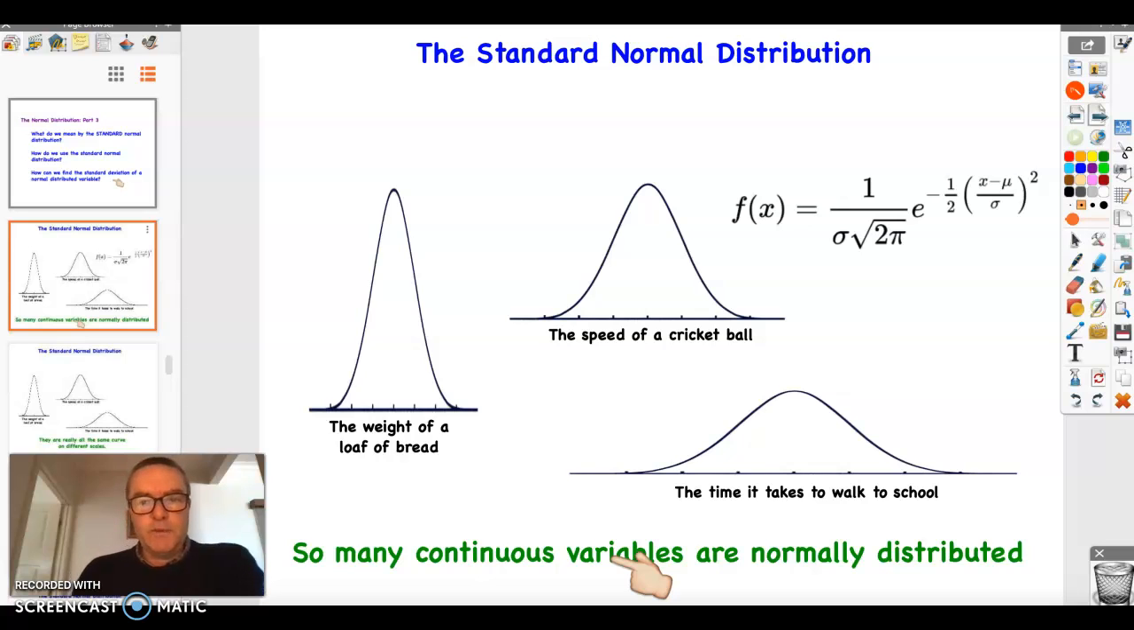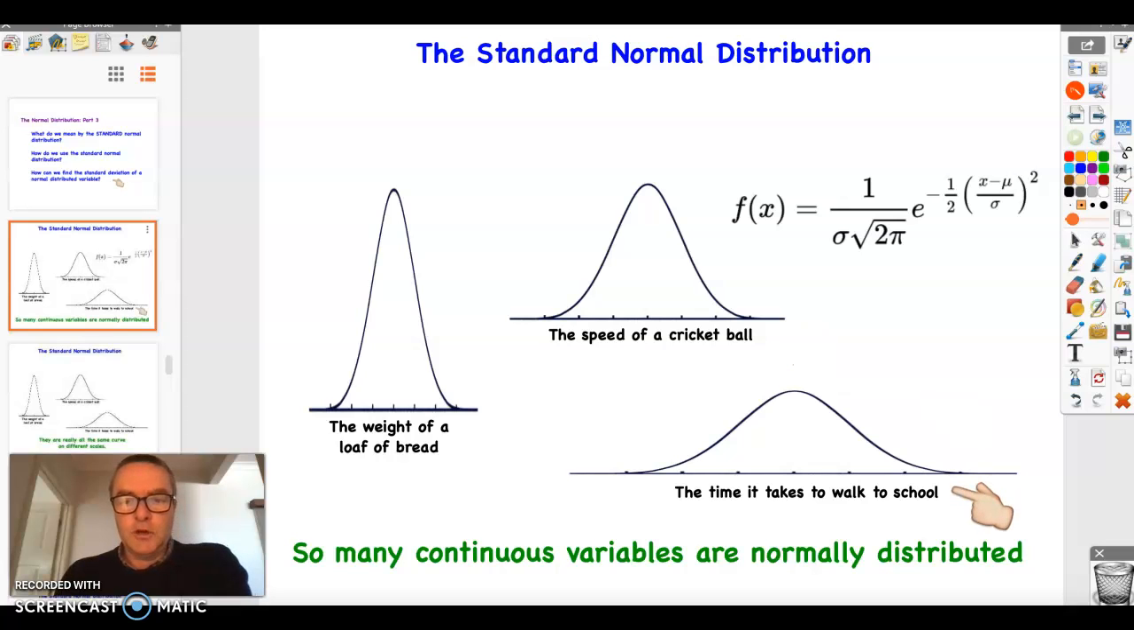So throughout this topic we've been talking about the normal distribution or things that we could model with the normal distribution. I've got 3 examples there. Let's say we're talking about the weight of a loaf of bread. It would have a certain mean, a standard deviation. We've talked about the speed of a cricket ball. It could be something like the time it takes to walk to school. Again, there would be some average value or mean, and then the time could take longer or shorter, and there would be a standard deviation associated with that. So many continuous variables can be modelled with this distribution.